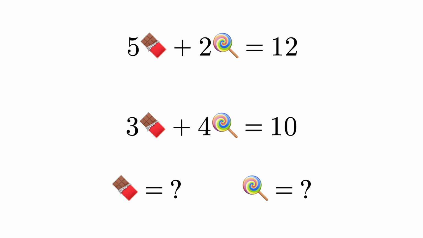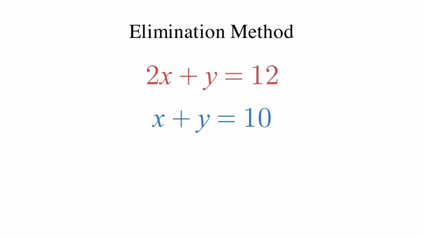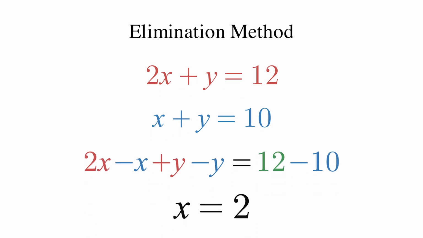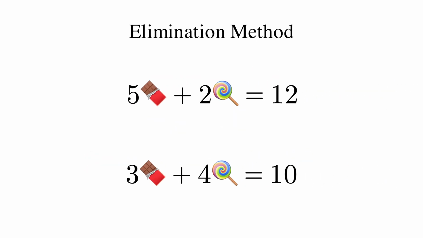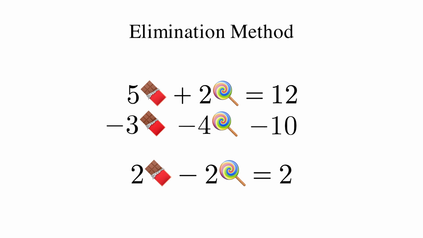So how do we solve the chocolate bar and lollipop question? Well, there's actually two ways: the elimination method and the substitution method. The elimination method is about subtracting one equation by another to eliminate a variable. This might sound tricky, but it actually isn't too complicated. By subtracting 5 chocolate bars by 3, 2 lollipops by 4, and $12 by 10, we obtain the following equation. This doesn't really help us at all, because we haven't eliminated any variables.